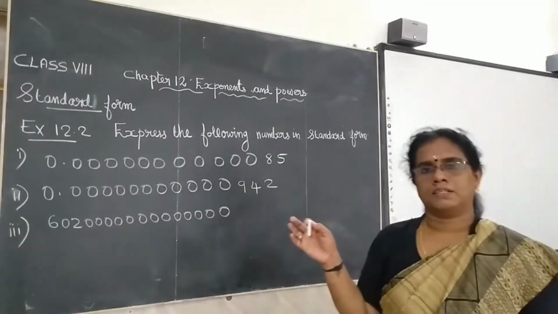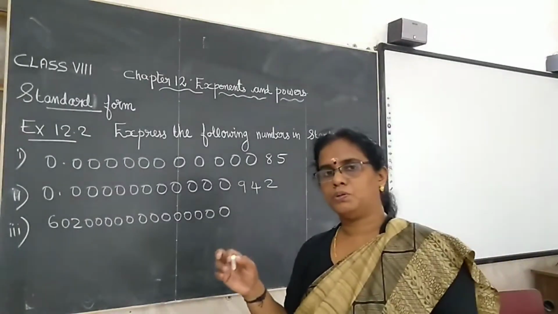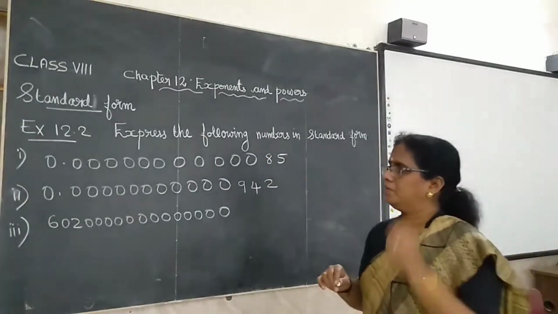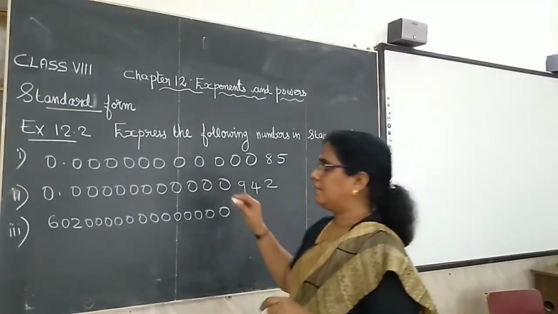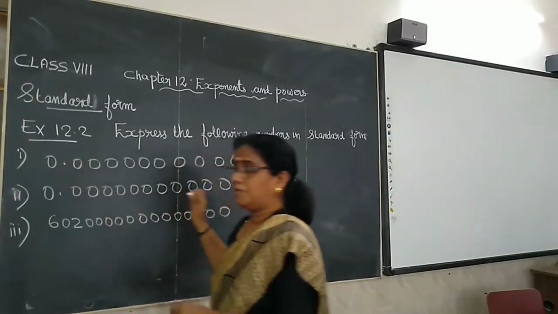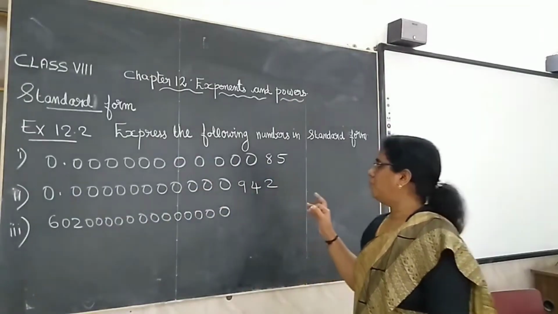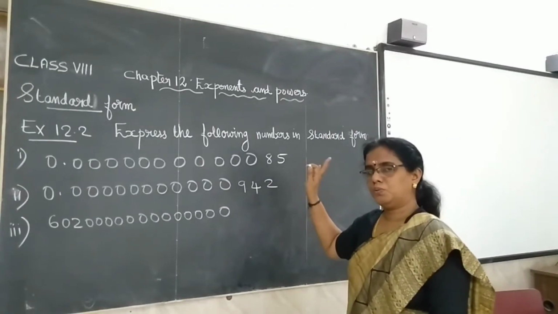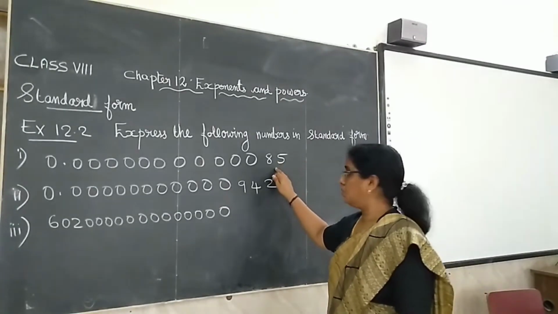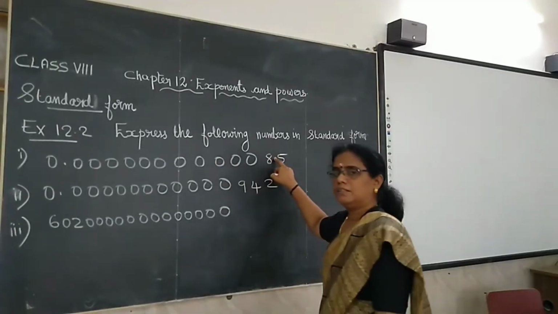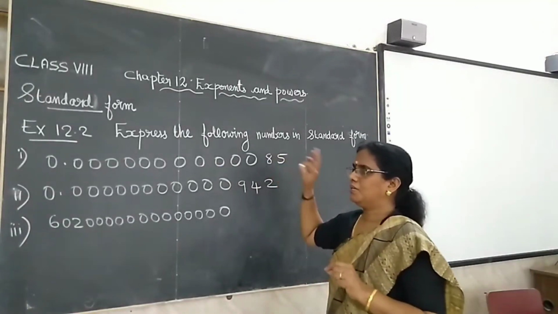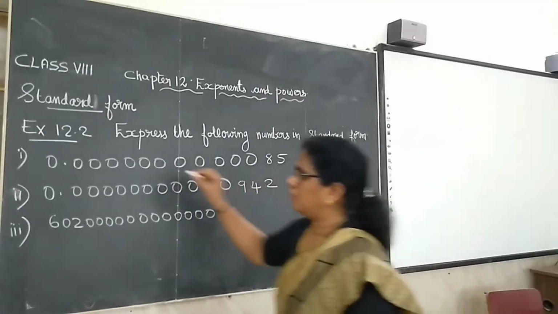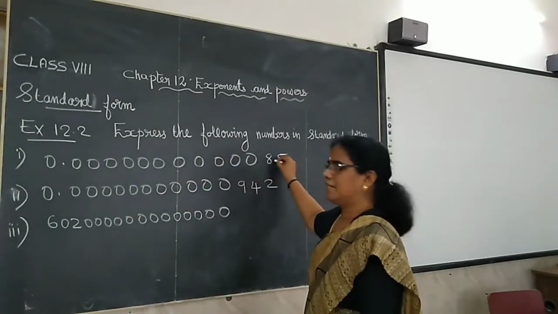Now we will discuss exercise 12.2. First question: express the following numbers in standard form. Here we can see the decimal. When we write numbers in standard form, the first part should be between 1 and 10, including 1, that is less than 10. The decimal is coming here, and it becomes less than 10, so we have to shift the decimal to the right side, from here to here.